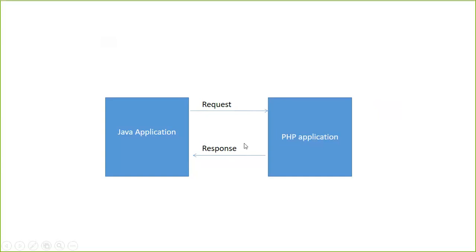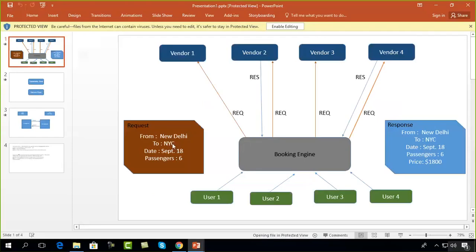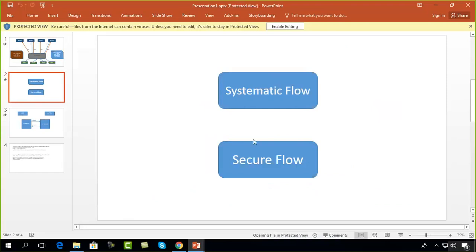Now these two things that I mentioned are known as the secure flow as well as the systematic flow. By systematic flow, we mean that request and response should be in the same format. If the request is in the format of XML, the response should be in the format of XML. If the request is in the format of JSON, the response should be in the format of JSON. And the request that is going and the response that is coming back should be encrypted and secure, because a lot of the time critical information is getting exchanged between two parties.